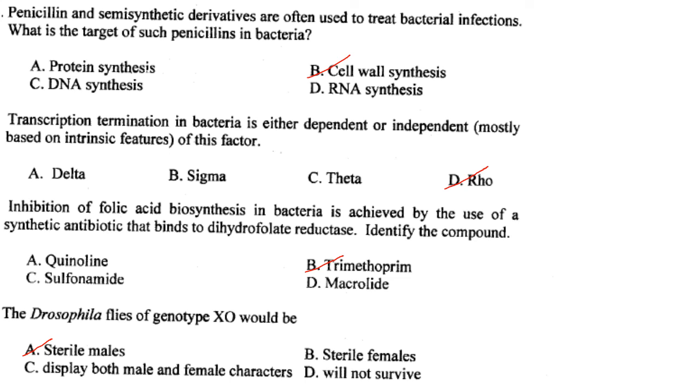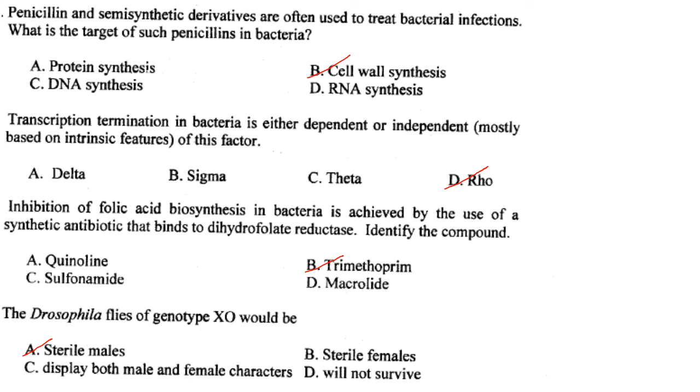Transcription termination in bacteria is either dependent or independent, based on intrinsic factors. Transcription termination is either factor dependent or independent, and the dependent type involves which of these factors? So it is the rho factor that is involved. So answer is option D.